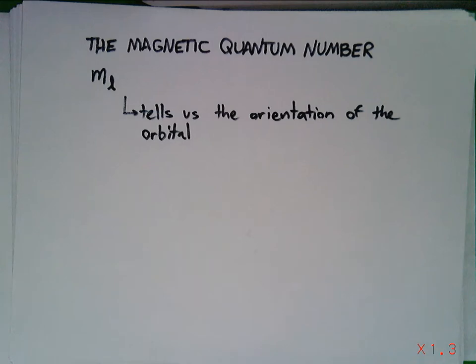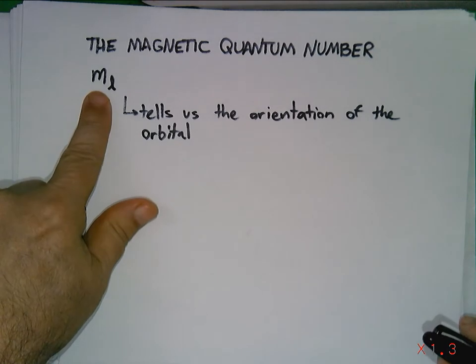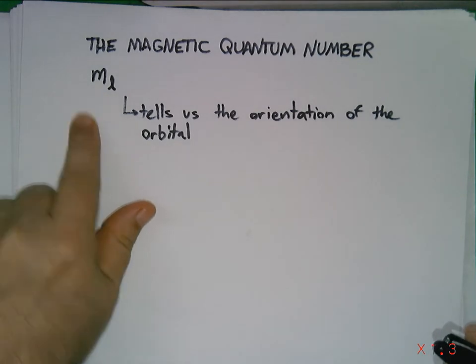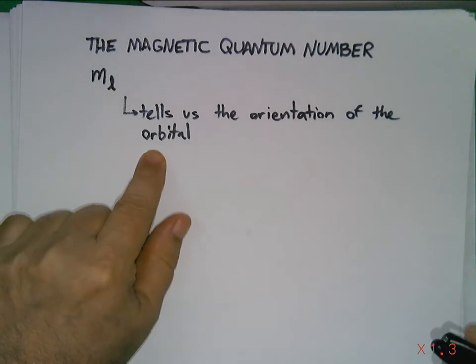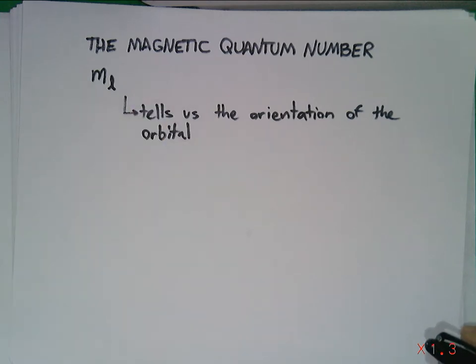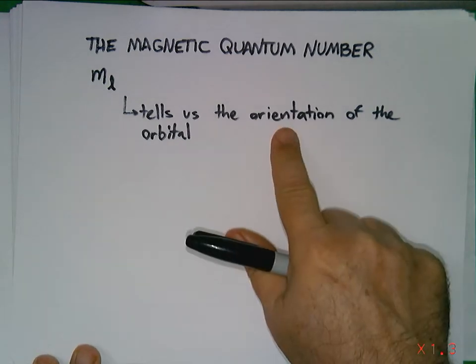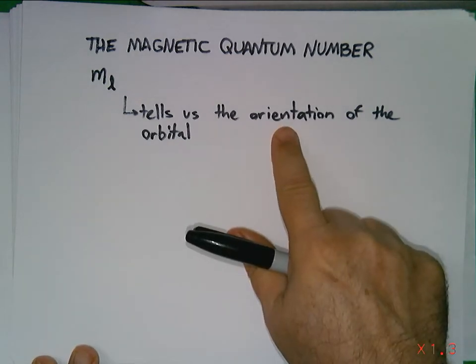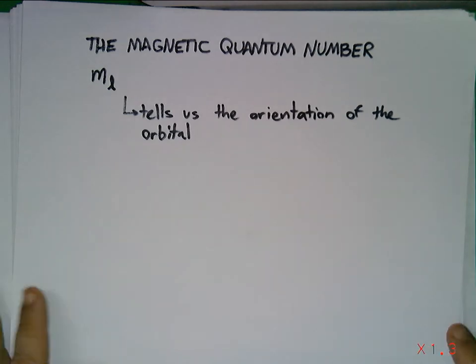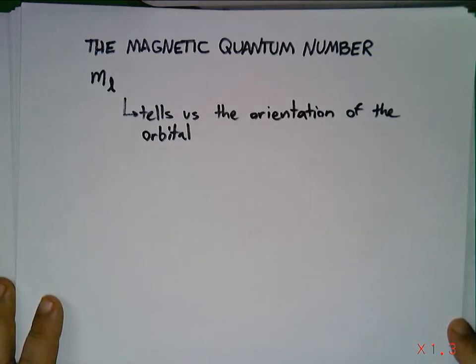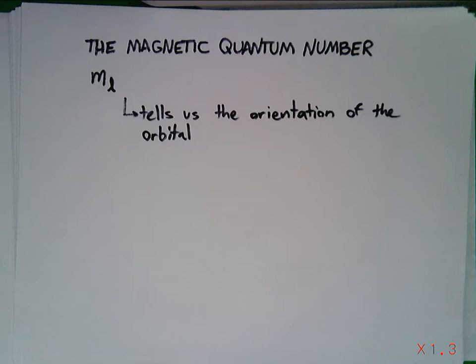The third quantum number is the magnetic quantum number, and it's got the symbol m sub L. It tells us which way the orbital is pointing in space. It's called the magnetic quantum number because specifically it tells us how the orbital is oriented relative to a magnetic field, if you put a magnetic field around the atom and the electron. But we don't need to worry about the details of that.